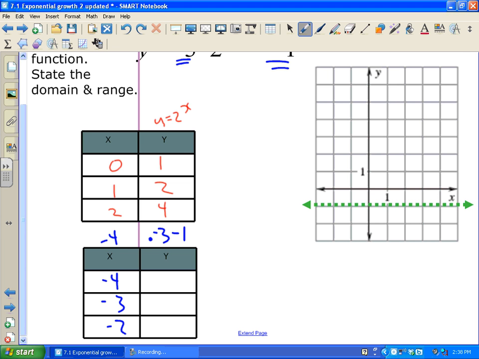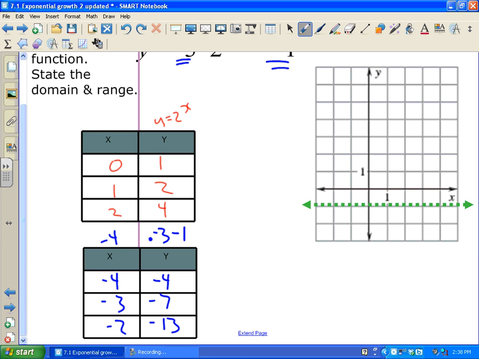Changes for y's. Multiply by negative 3, then minus 1. 1 times negative 3 is negative 3. Minus 1 is negative 4. 2 times negative 3 is negative 6. Minus 1, negative 7. 4 times negative 3, negative 12. Minus 1, negative 13. Plot our points.